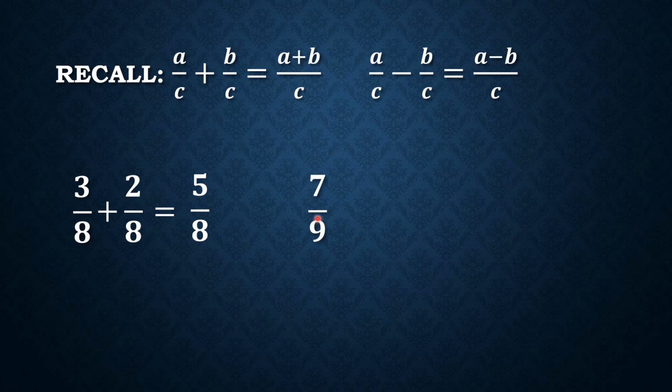Another example, let's say 7 over 9 minus 1 over 9. So in the same way na ginawa natin, since pareho silang 9 as the denominator, kukopyahin lang natin yon and then we subtract the numerators. So 7 minus 1 is 6.